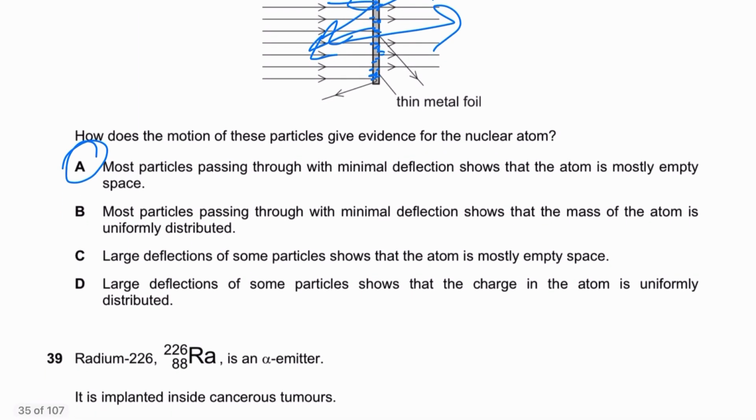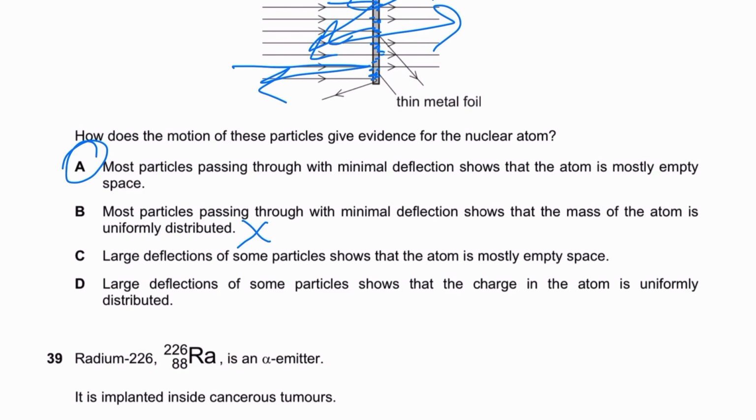B. Most particles passing through with minimal deflection show that the mass of the atom is uniformly distributed. It's not. If it was uniformly distributed, then the nucleus would be so large that all the masses would repel, and it would push all the alpha particles coming backwards.